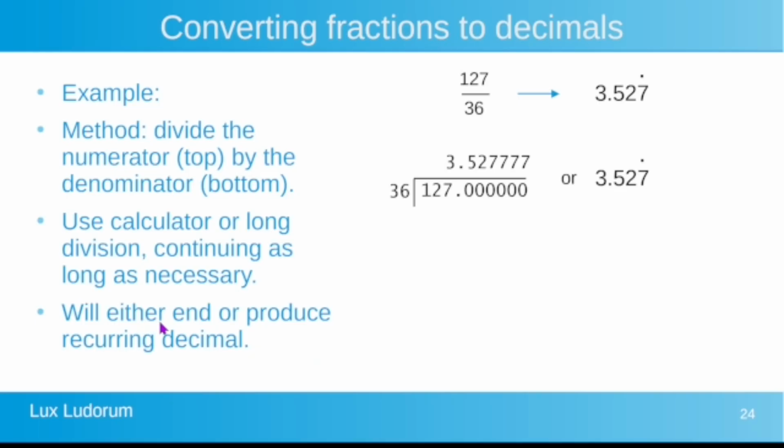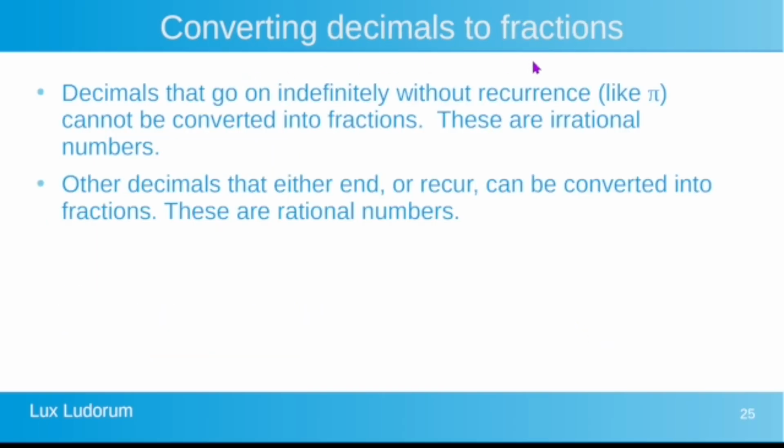And this is always going to produce an ending decimal, which doesn't have a recurring part, or it's going to produce a recurring decimal. Converting decimals to fractions, going the other way. Decimals that go on indefinitely without any recurrence, like pi, these can't be converted into fractions. They're the irrational numbers. Other decimals that either end, or that they've got a finite length, or that recur, can be converted into fractions. These are rational numbers.